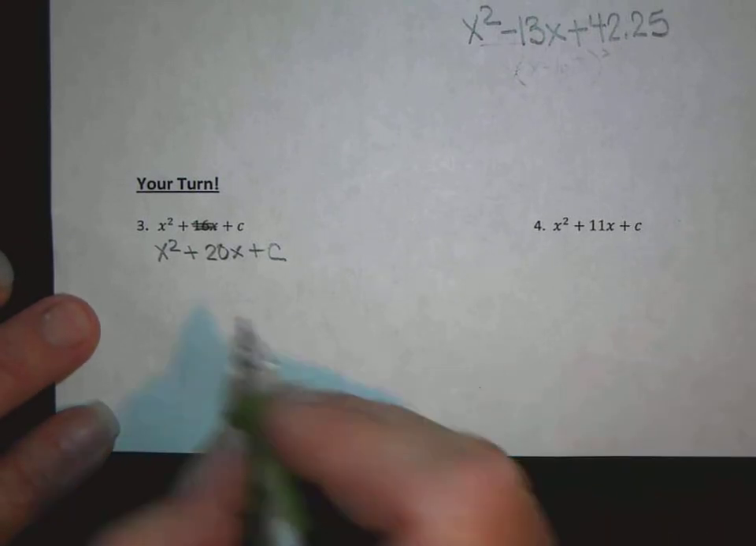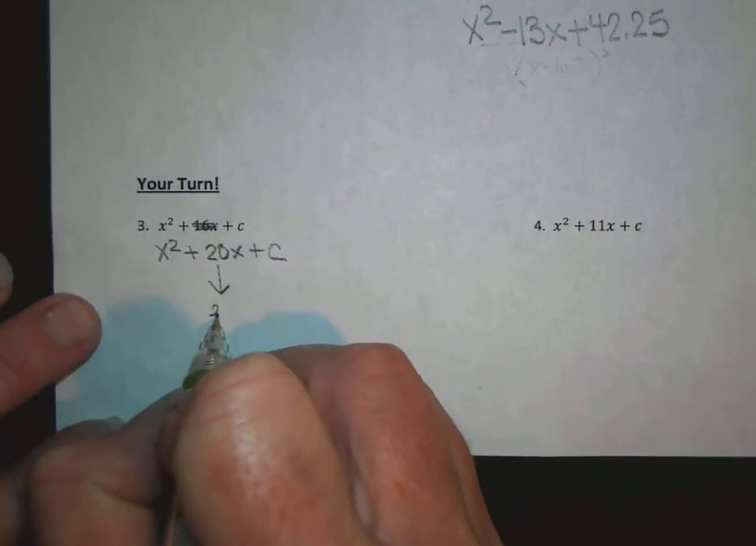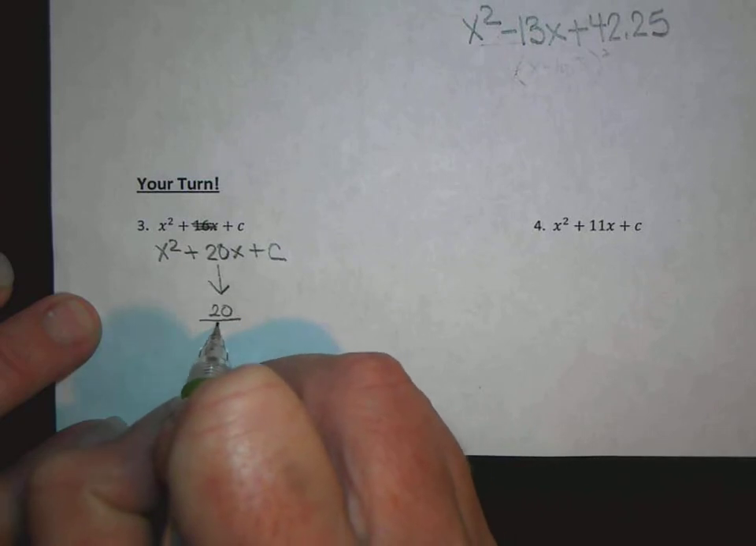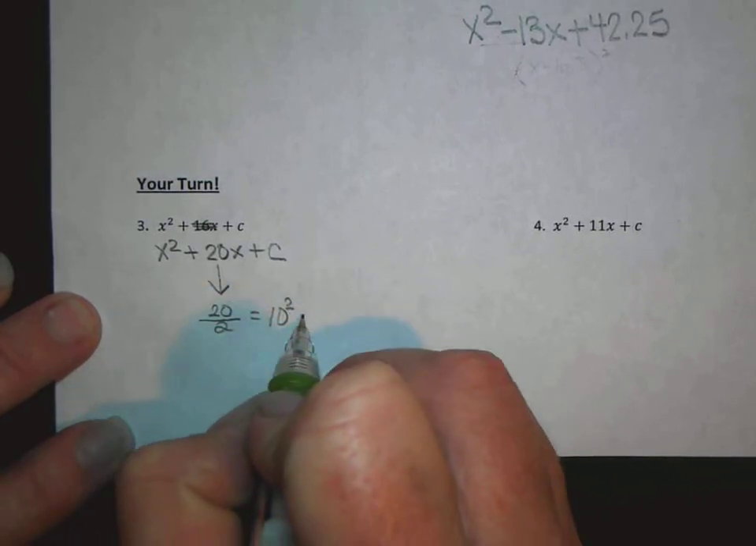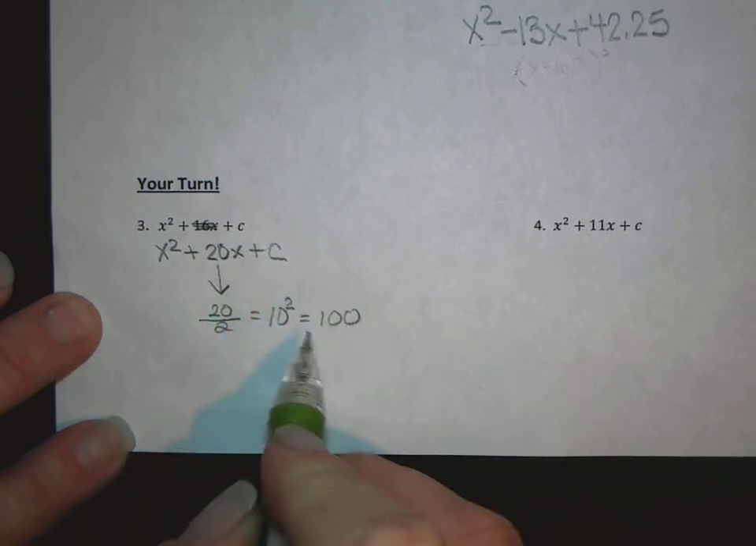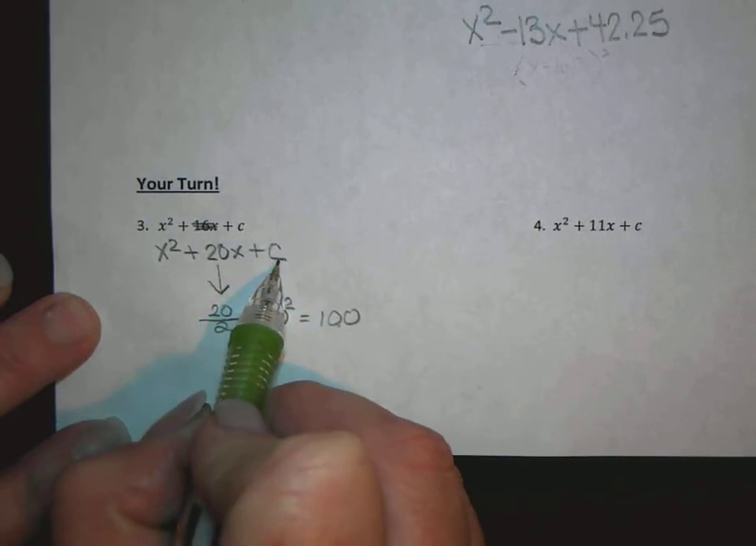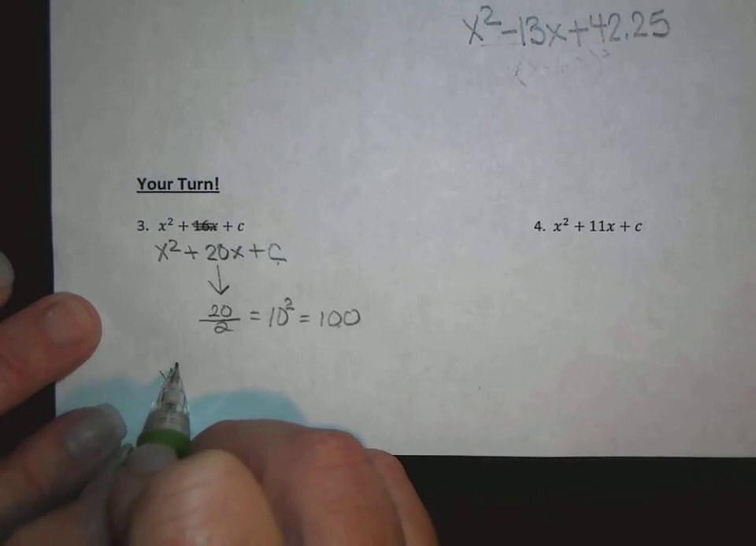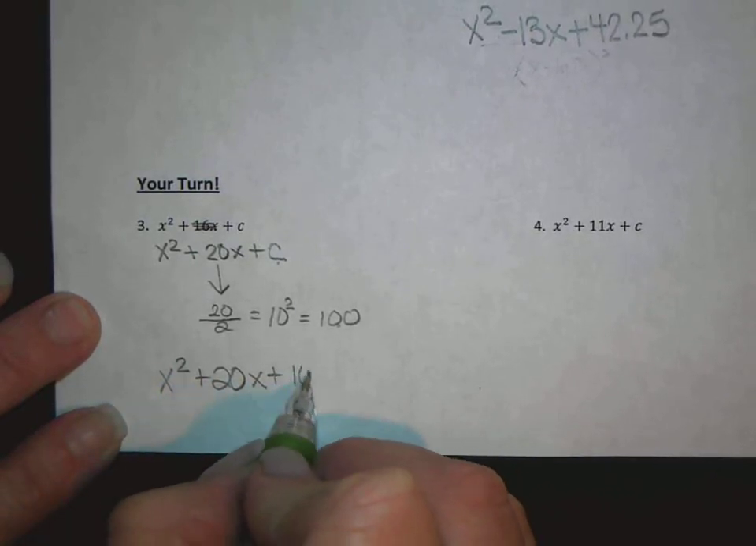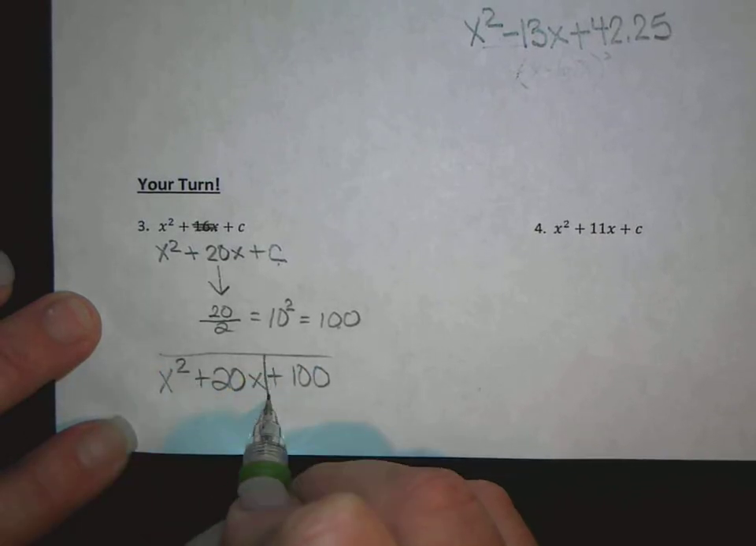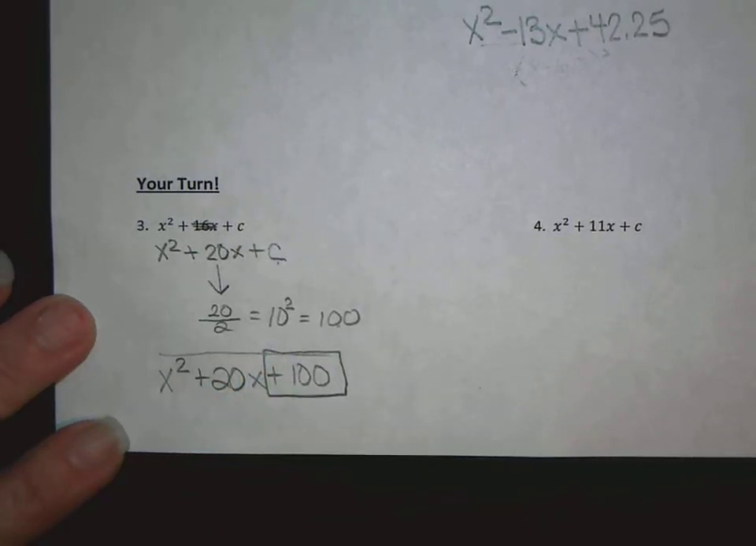All right, if you did this correctly, you would have brought down 20. You would have divided it by 2, which would have given you 10. Then you would have squared it, and that would have given you 100. So 100 is the value of c that would make this a perfect square trinomial. So the perfect square trinomial would be x squared plus 20x plus 100. All right, so actually the only thing they're looking for is that.